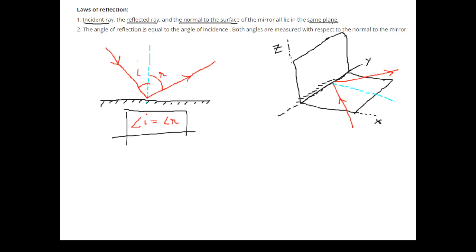This means that, you can see here is our incident ray, reflected ray, and this one is the normal. All of them are lying on the same plane. That's it, nothing much else to explain in this. Gradually we will see more topics related to this chapter.